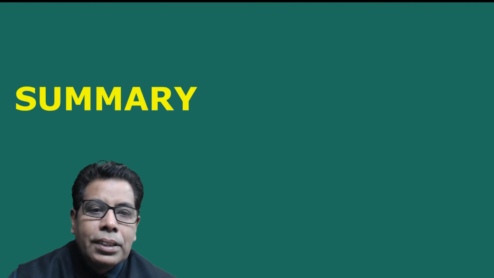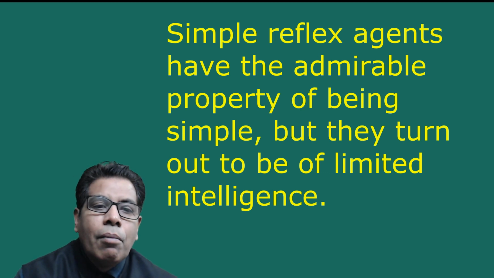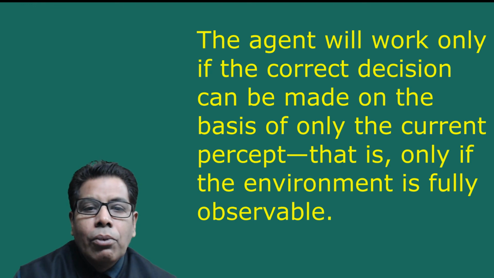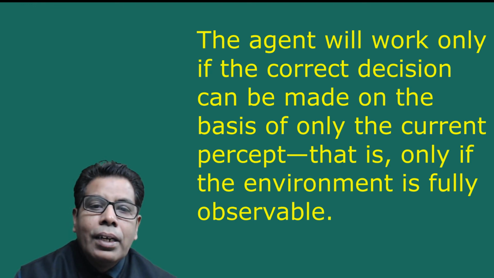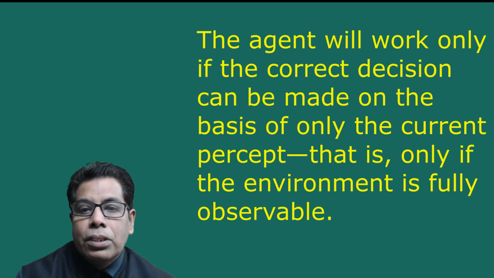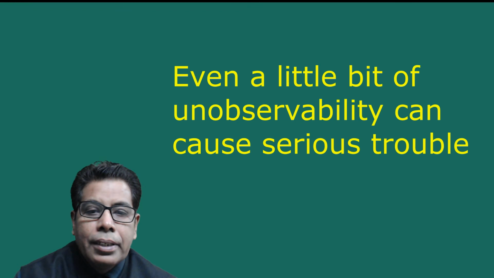Then let us go to the summary. Simple reflex agents have the admirable property of being simple, but they turn out to be of limited intelligence. The agent will work only if the correct decision can be made on the basis of only the current percept, that is, only if the environment is fully observable. So if the environment is not fully observable, even a little bit of unobservability can cause serious trouble. So that's why we say that simple reflex agents have limited intelligence.